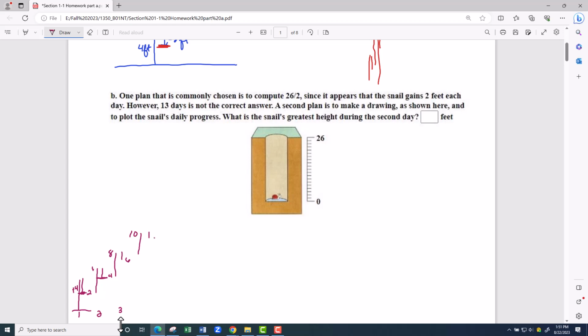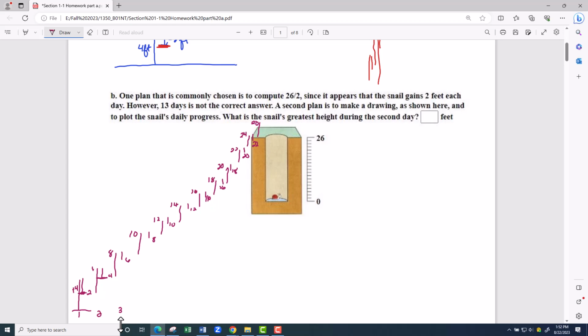So that would be 10, 8, 12, 10, 14, 12, 16, 14, 18, 16, 20, 18, 22, 20, 24, 22, 26. Now here's the question.